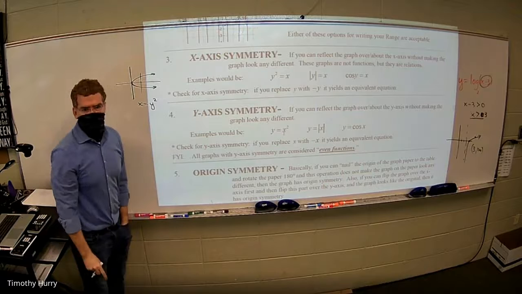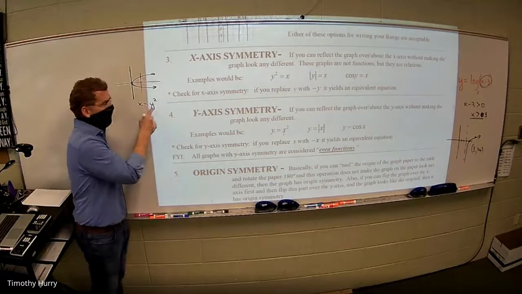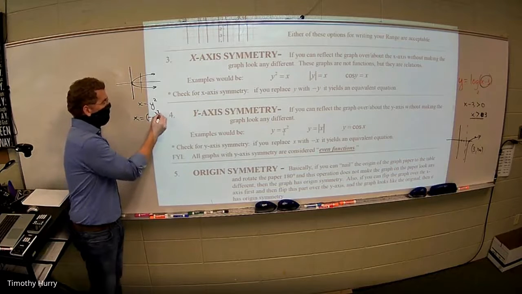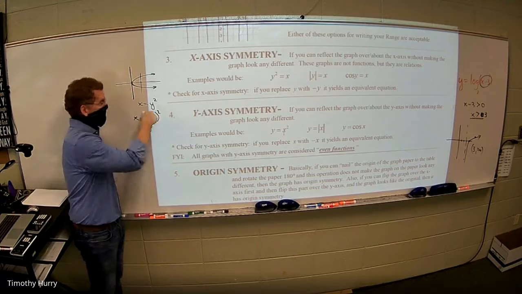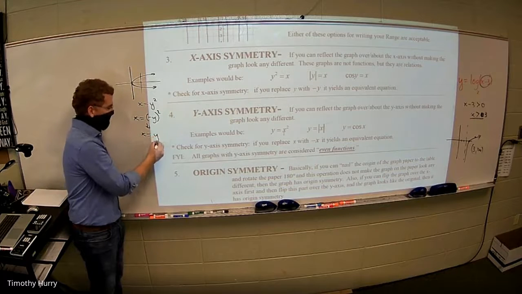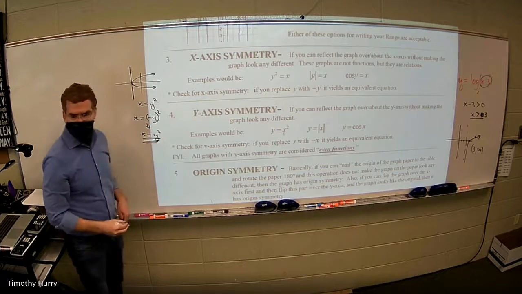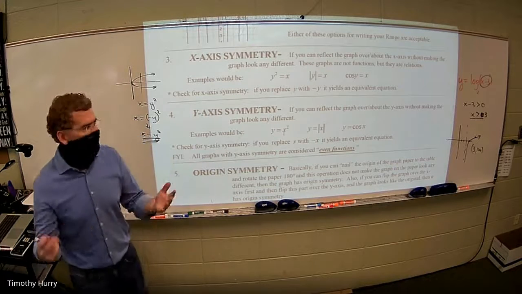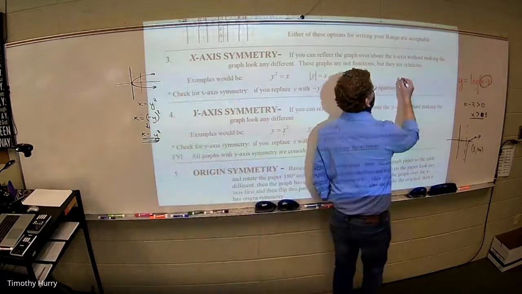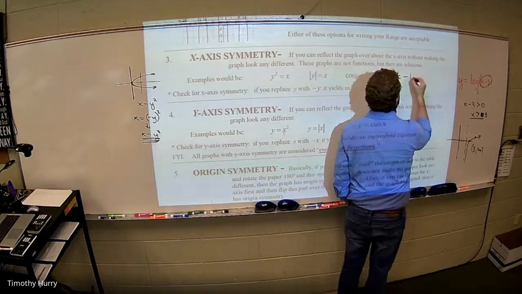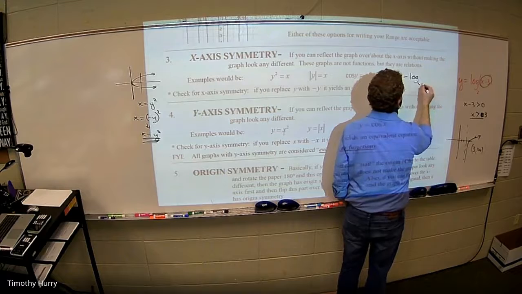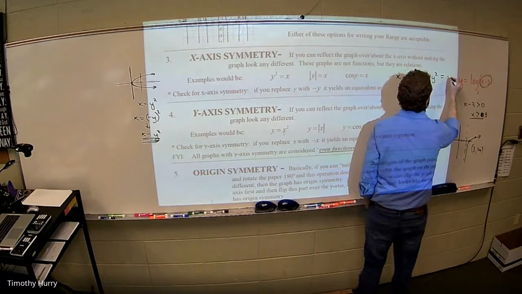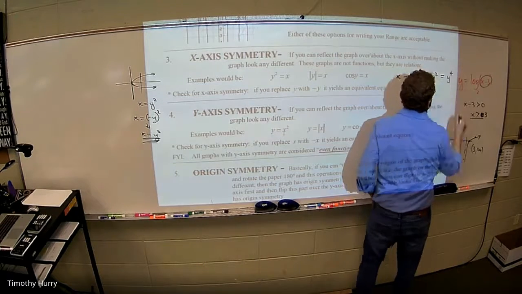If I ever replace my y with a negative y, this is a little trick. If I put negative y in its place and then simplify it, if I get the exact same thing I began with, then it has x-axis symmetry. So even if it was a really ugly looking problem, like if I gave you something that you might have no idea about, and I said, what does that graph look like? You're like, I don't know.